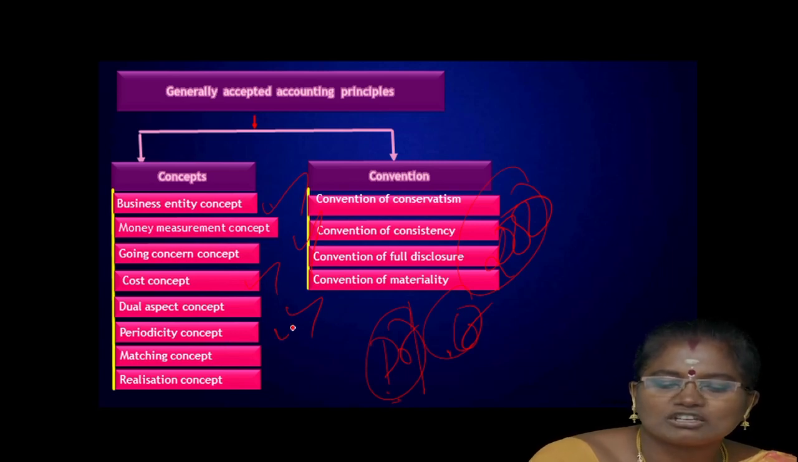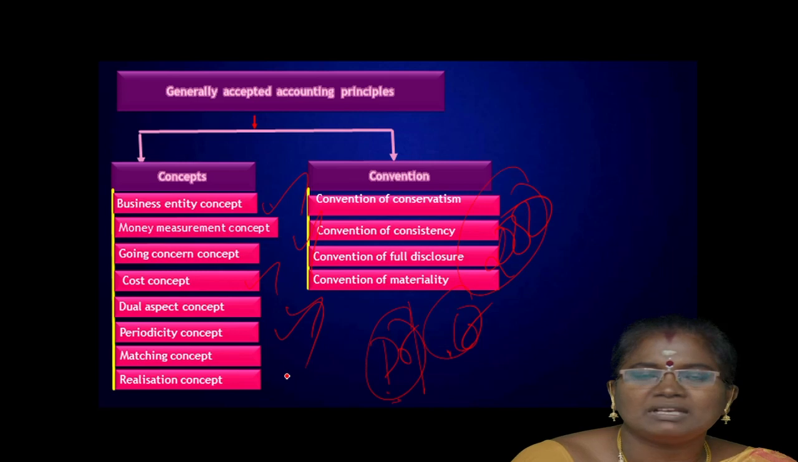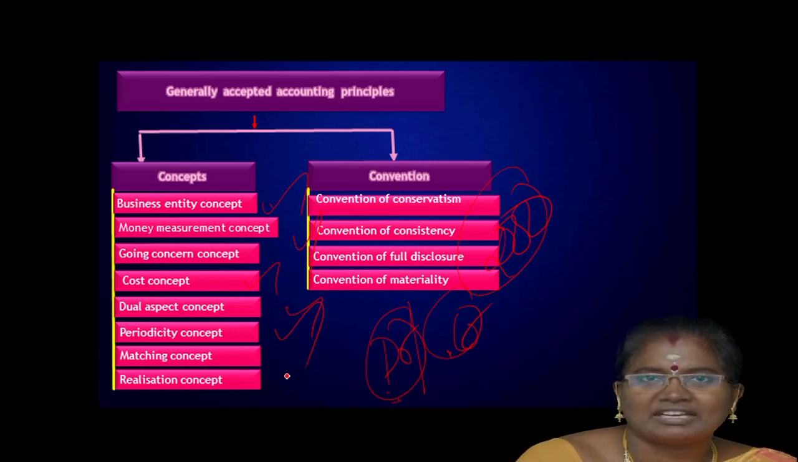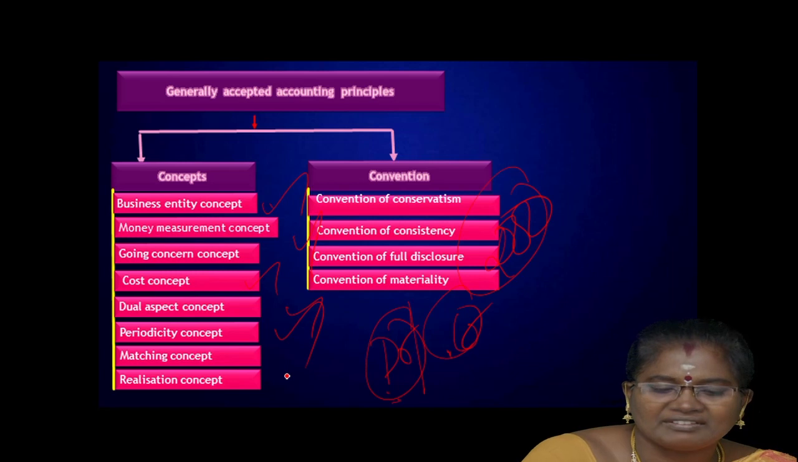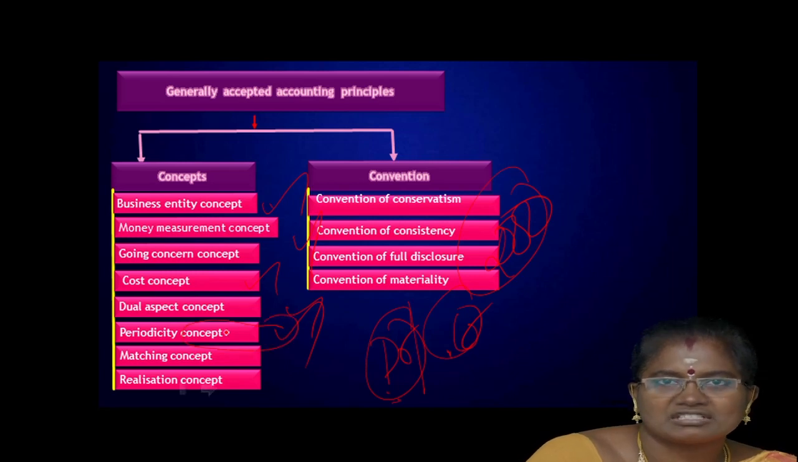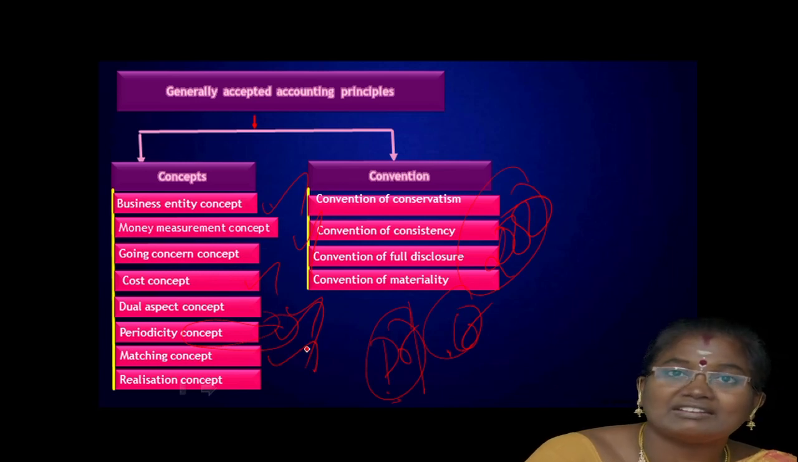Then periodicity concept. In this periodicity concept we have to verify, once a year, whatever transactions have been going on; they have to be recorded and verified. Then only we will know what drawbacks we have, what we have earned, and what we have to do in future. That is the periodicity concept. Matching concept: after verifying, we have to match whether it is surplus or deficit.